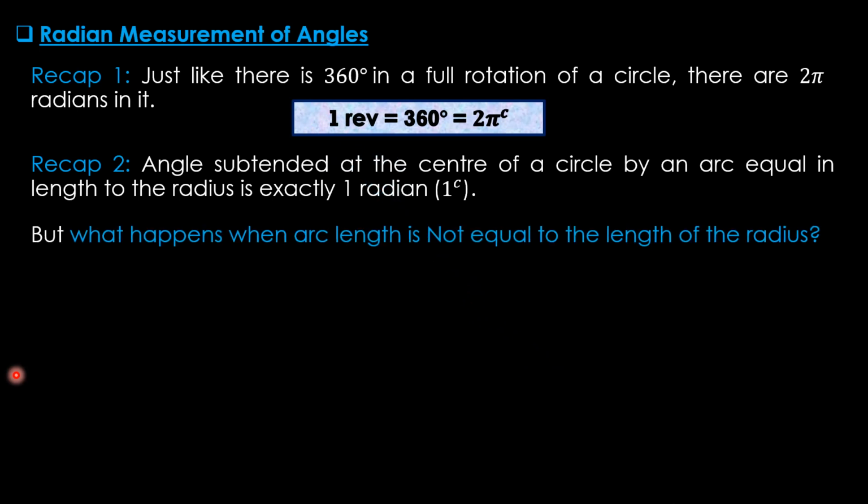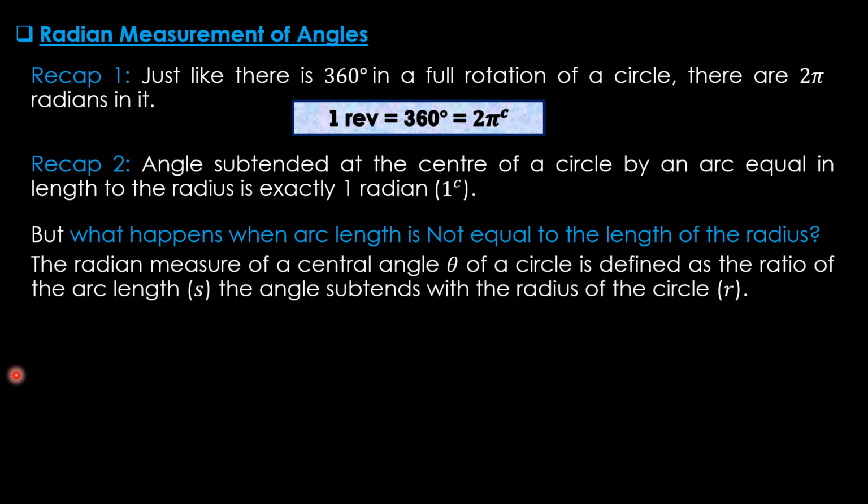But what happens when an arc length is not equal to the length of the radius? That is very important. If the arc length is not equal to the length of the radius, the radian measure of a central angle theta of a circle is defined as the ratio of the arc length s, which the angle subtends, to the radius of the circle r.